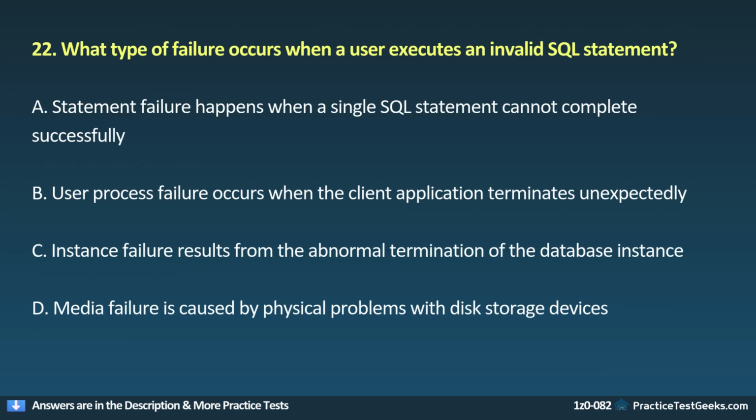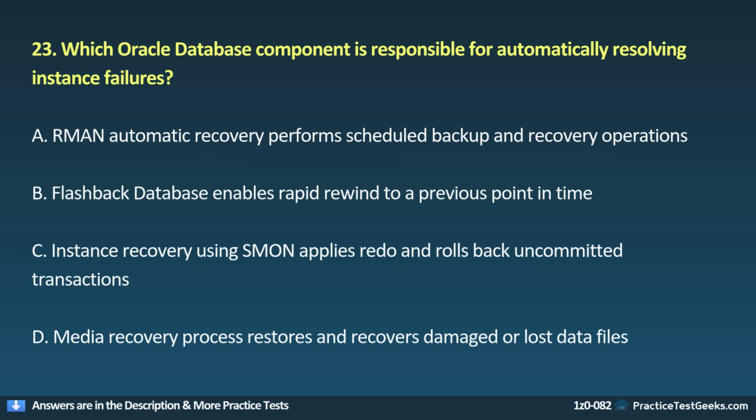22. What type of failure occurs when a user executes an invalid SQL statement? A. Statement failure happens when a single SQL statement cannot complete successfully. B. User process failure occurs when the client application terminates unexpectedly. C. Instance failure results from the abnormal termination of the database instance. D. Media failure is caused by physical problems with disk storage devices.